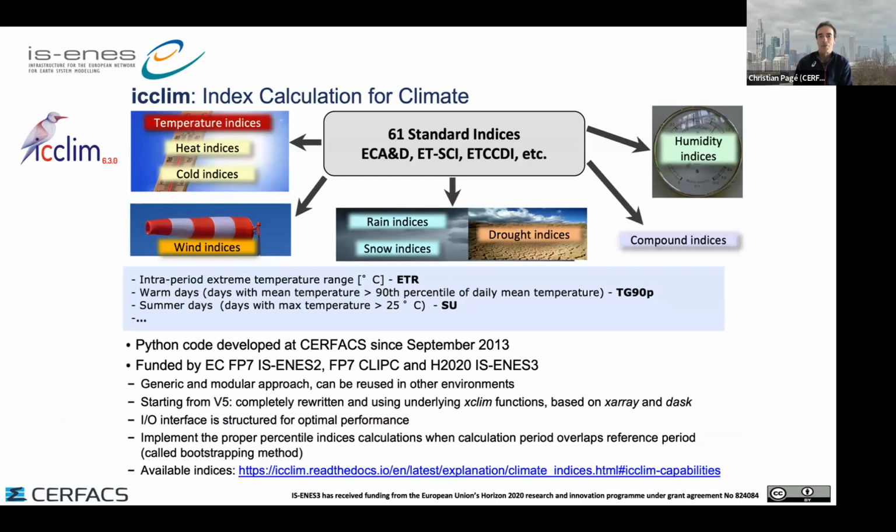The aim is to implement the calculation of 61 standard indices. So for now there are 61, but we keep adding more. And those standard indices are defined by many communities that work with climate indices, for example, ECAD, TSCI, ETCCDI. So it's not important to know those acronyms, but it's just to tell you that those definitions are defined within the community, to be sure that everybody implements the same thing and that we can compare those climate indices.